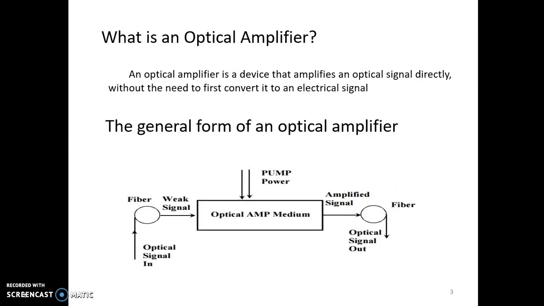So what is an optical amplifier? An optical amplifier is a device that amplifies an optical signal directly without the need to first convert it into an electrical signal. An optical amplifier may be thought of as a laser without an optical cavity, or one in which feedback from the cavity is suppressed. In this figure we can see that the optical signal is directly transmitted through the optical amplifier medium to the receiver end.